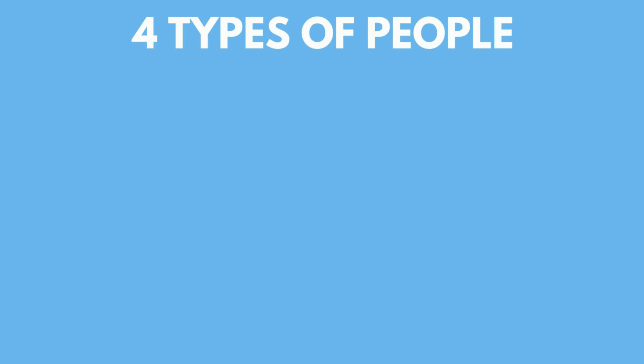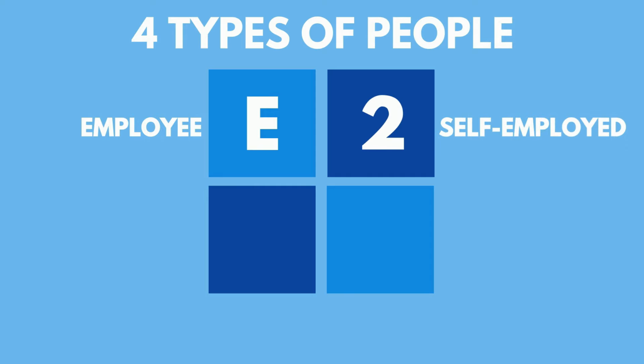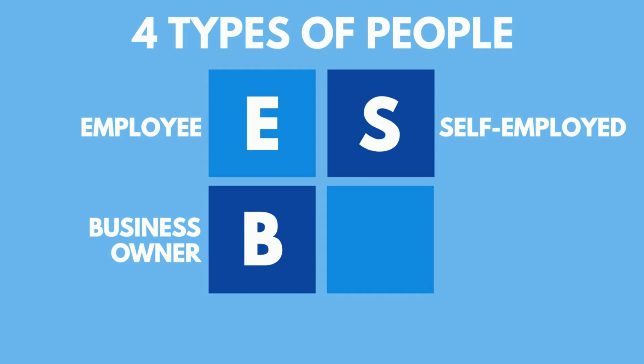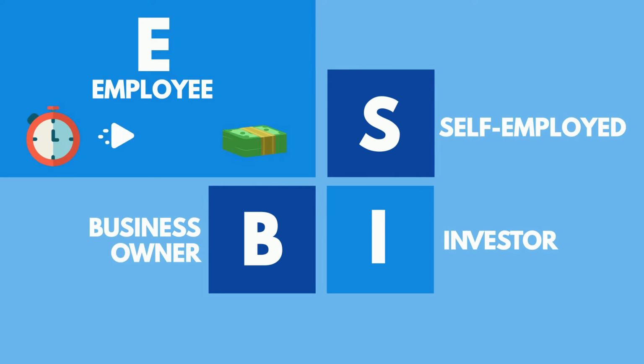The book explains that there are 4 different types of people. 1. Employee, E. 2. Self-employed, S. 3. Business owner, B. 4. Investor, I. The E quadrant represents employees who work for others and provide labor in exchange for a paycheck.